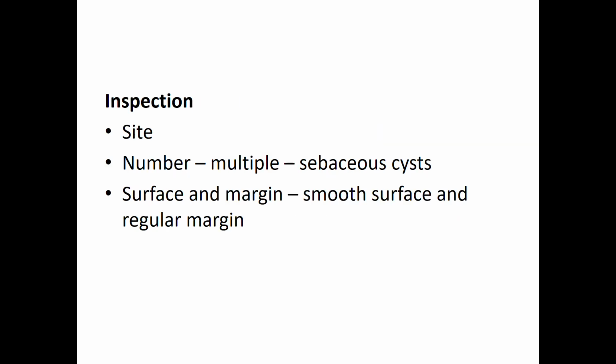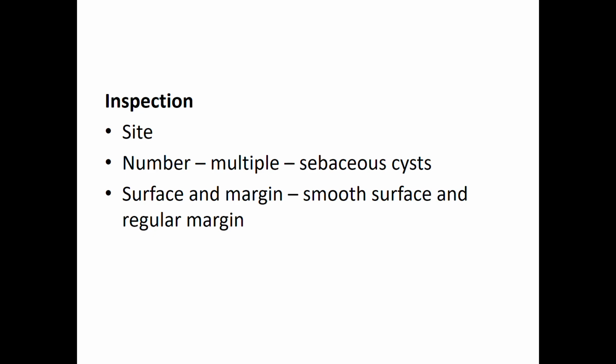Moving on to the inspection, you should always ask where the site is. As we saw, there are some cysts that have a specific area. For example, the dermoid cysts grow in the midline, and then you have the implantation dermoid that is seen to develop in the palm and soles. So site becomes very important.